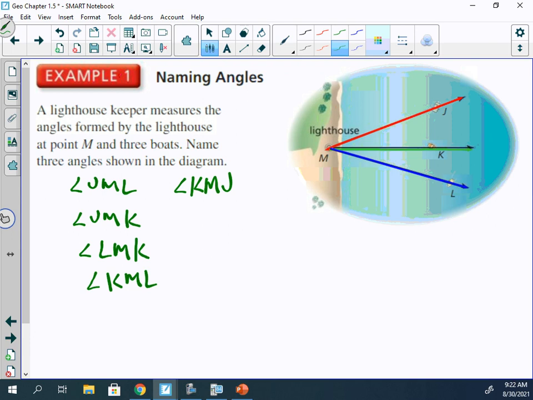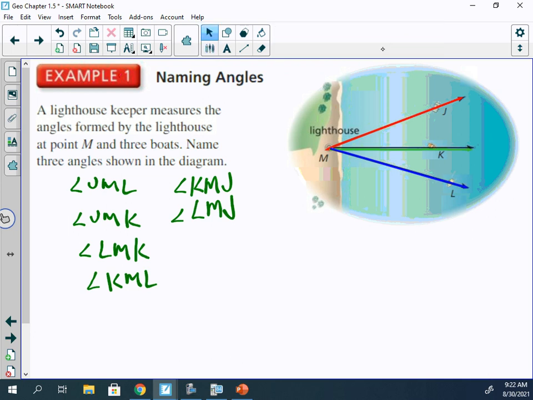2, 3, 4, 5. We need 1 more. So KMJ, KML, MLK. We can't use MLK because M has to be in the middle. LMK, LMJ.